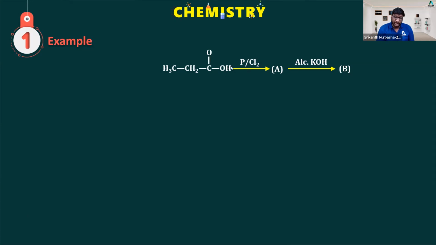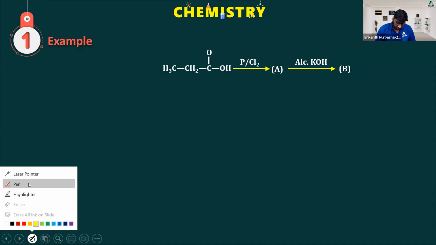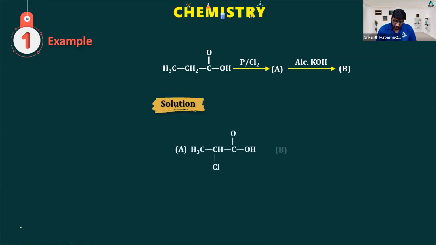Let us look at this equation, then proceed further. What happens in the first case? Phosphorus in the presence of Cl2 gives A. Like PCl3 will form CH3, CH2, C double bond Cl. Yes or no? CH3, CH2, C double bond O.